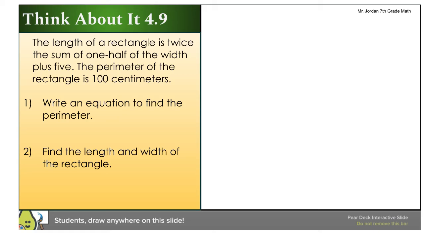In lesson 4.9, think about it, we're going to be finding the perimeter of rectangles. So I have a rectangle up here. There are 2 widths and 2 lengths. So to find the perimeter, I have to find 2 widths and 2 lengths. Now, the length of a rectangle is twice the sum of 1/2 of the width.